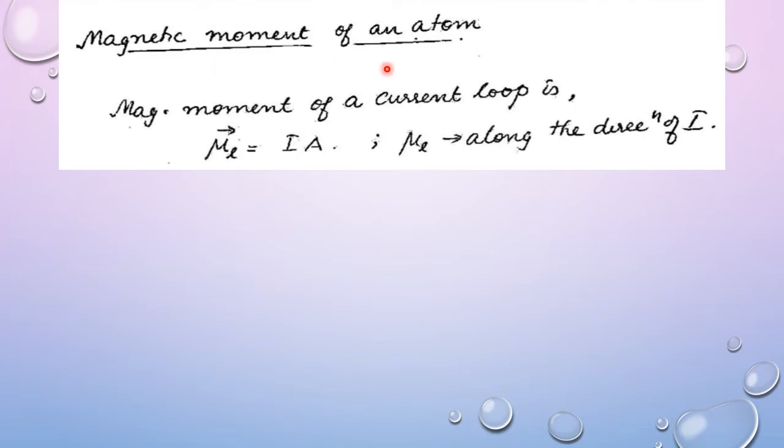Now what is the magnetic moment of an atom? The magnetic moment of a current loop, we know that it is mu L equal to I into A. L is for the orbital quantity. The direction of mu L is along the direction of current. So how can you calculate the magnetic moment of a current loop when an electron is revolving around the nucleus?